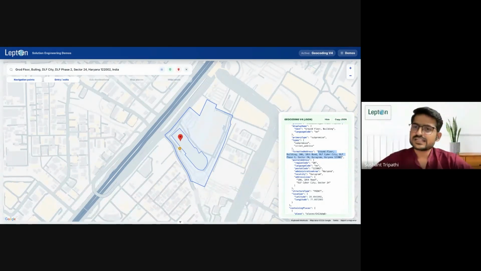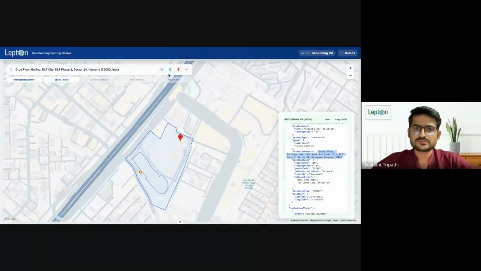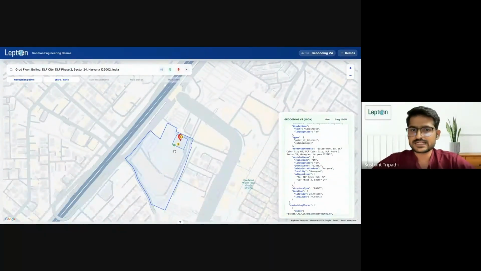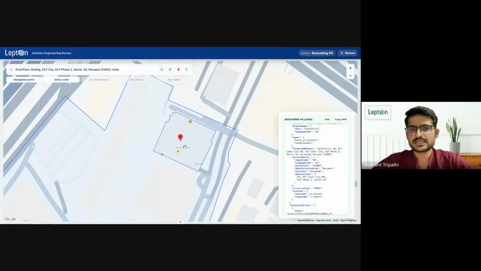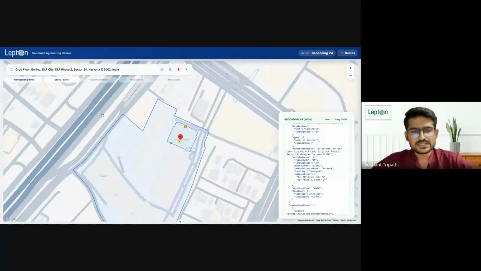So the Address Validation API, which was different from geocoding before, is now infused with Geocoding V4 also. So that helps a lot. Okay, if I just geocode a specific polygon inside this building, I get the entry and exit and navigation and everything.